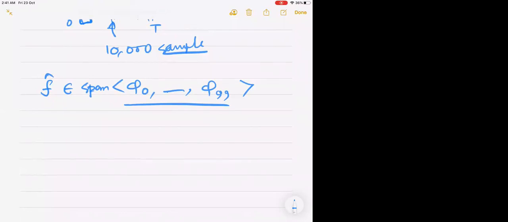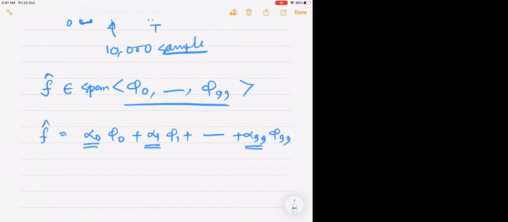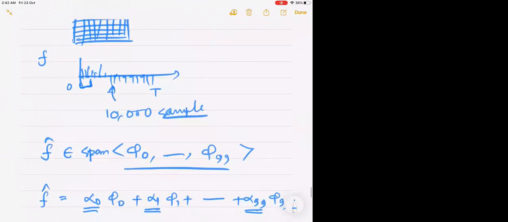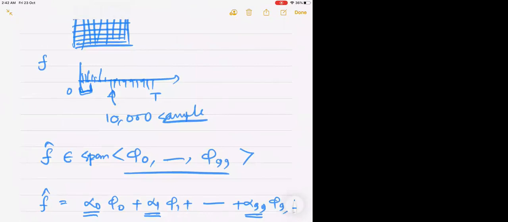In what sense? Because f hat will be alpha 0 into phi 0 plus alpha 1 into phi 1 plus dot dot dot up to alpha 99 into phi 99, which means I now have to store only these alpha data, only 100 data points. It's a lossy compression, but it's not bad because I have done my best to do this approximation. This is not some random, like only the first 100 or 100 randomly placed points. I have done it with the resolution idea.